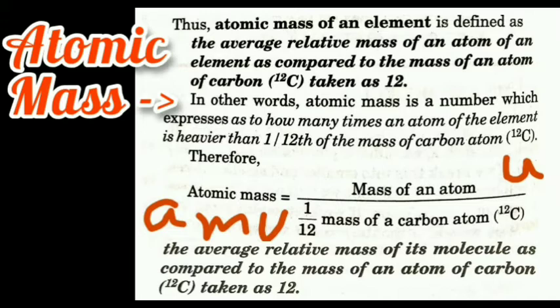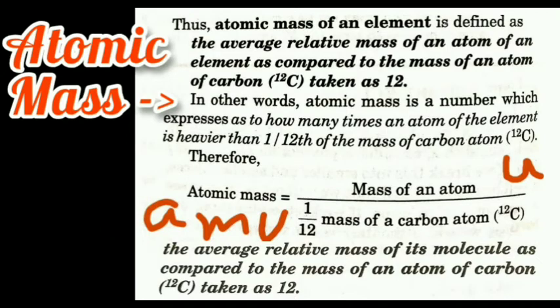Or in other words, we can say that atomic mass is a number which expresses how many times an atom of the element is heavier than 1/12th of the mass of a carbon atom, that is 12C. Therefore, atomic mass is equal to the mass of an atom divided by 1/12th the mass of a carbon atom, that is 12C. This scale of relative mass of atoms is called the atomic mass unit scale and is abbreviated as AMU.